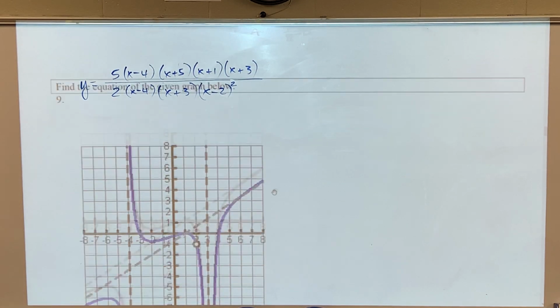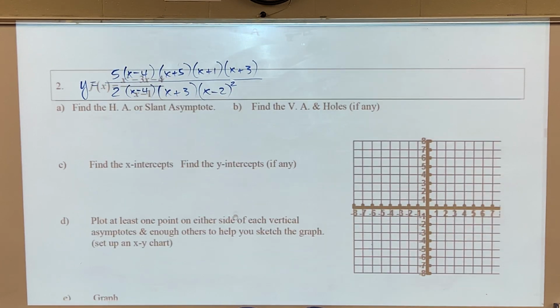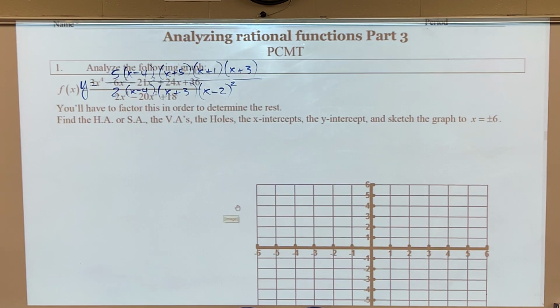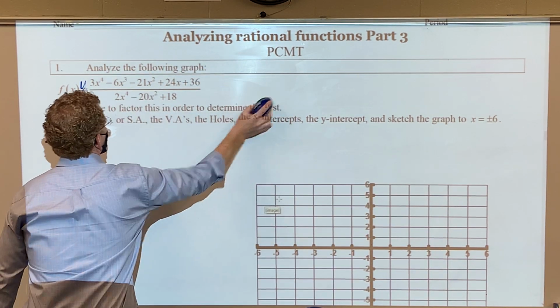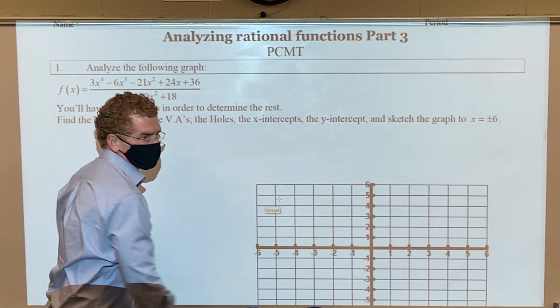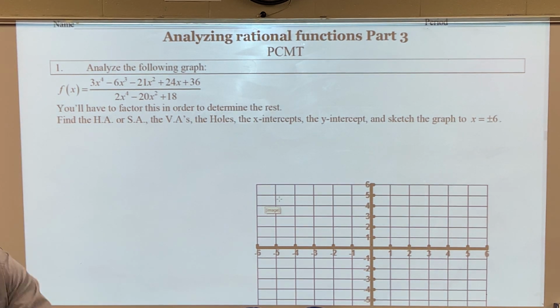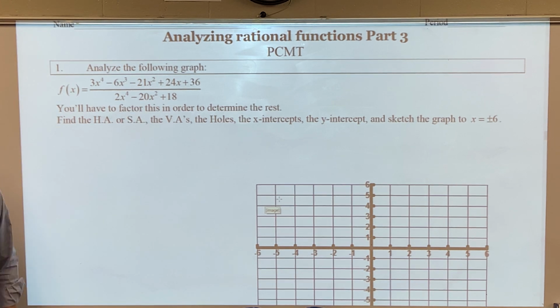Normally at this point, I pair you up or group you up, and I give you some more problems to do, but I really throw this at you. Analyzing rational functions, part 3. And you can jump to this if you want. But because you're not in groups and you can't collaborate, I'm going to do one of these collaborative projects with you.